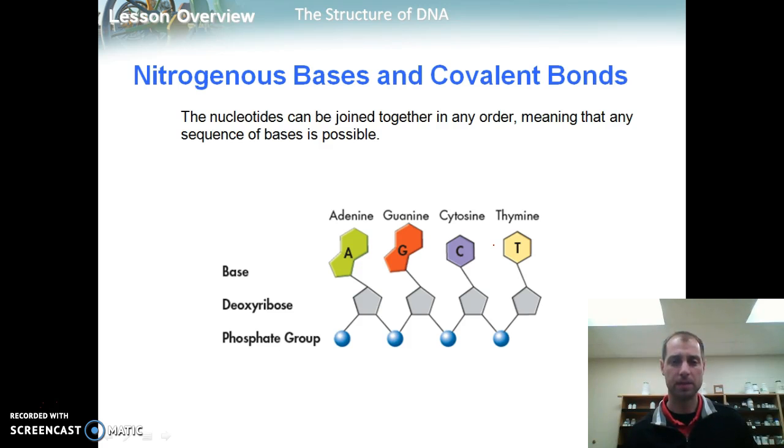So each nucleotide is made up of a phosphate group, a 5-carbon sugar called deoxyribose, and a nitrogenous base called adenine, guanine, cytosine, or thymine. Now, this is not the whole molecule here. DNA is also going to be double-stranded.